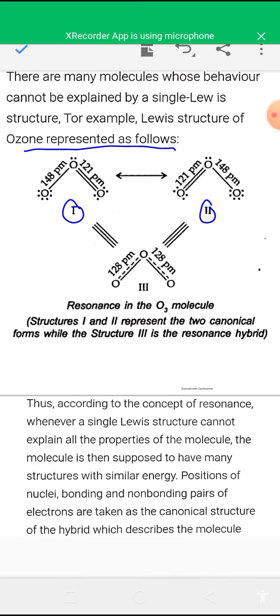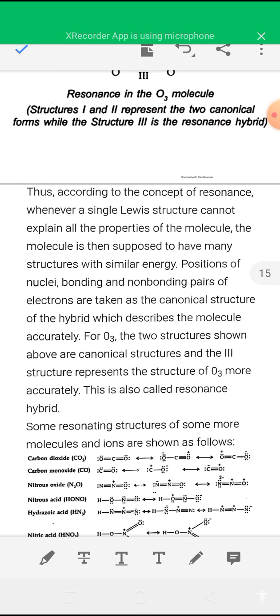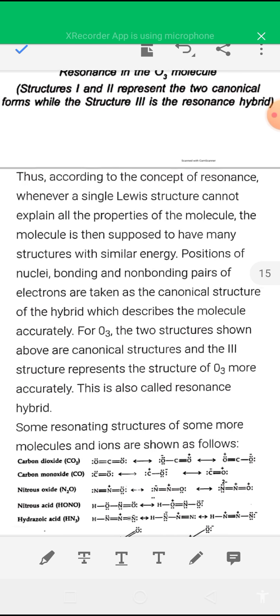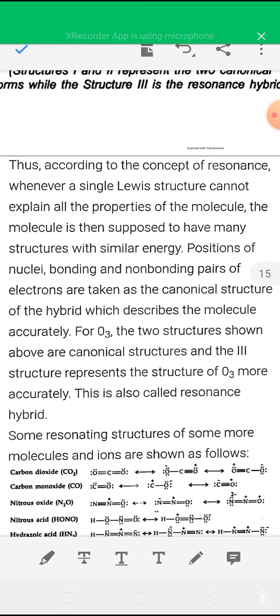Due to resonance, all the oxygen bond lengths in the ozone molecule become equal, and the value is 128 picometers. Thus, according to the concept of resonance, whenever a single Lewis structure cannot explain all the properties of the molecule, the molecule is supposed to have many structures with similar energy.